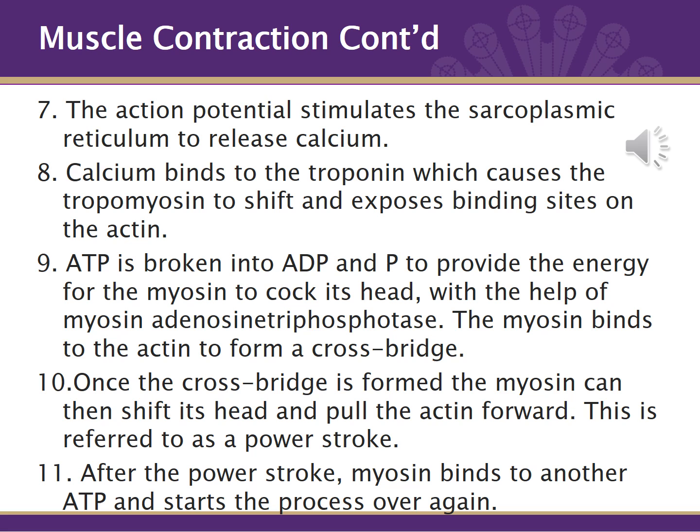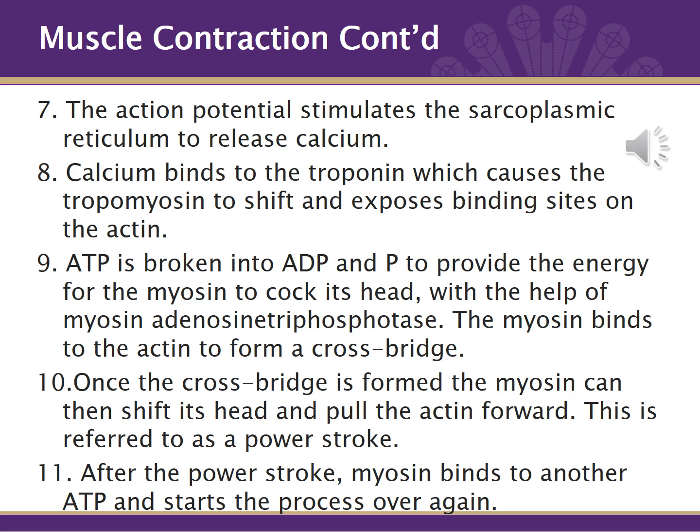Once energized, myosin binds to the actin and forms a crossbridge, or connection, between the thin and the thick filament. Once the crossbridge is formed, the myosin can then shift its head and pull the actin forward, or towards the center of the sarcomere. This is referred to as the power stroke. After the power stroke, myosin releases and binds to another ATP, and the process continues.